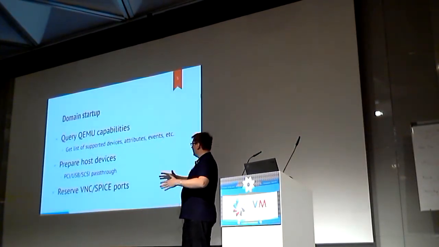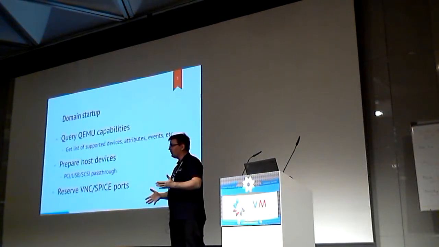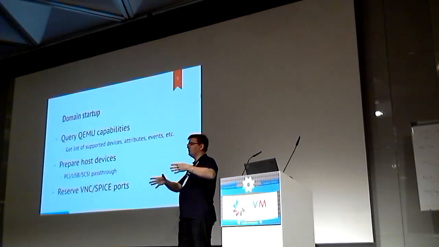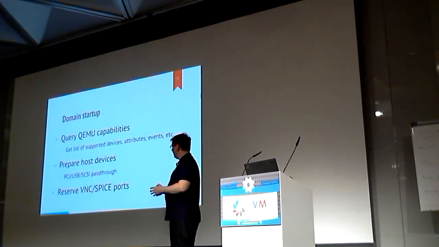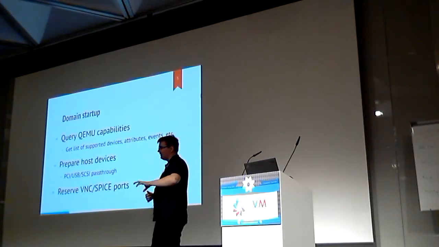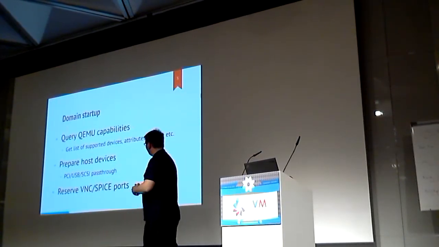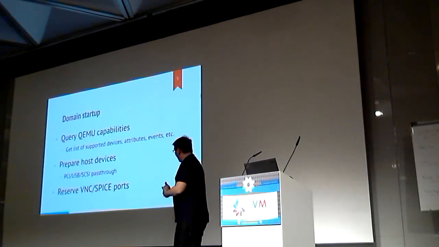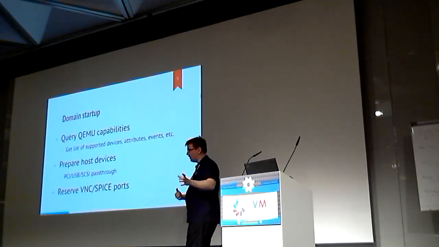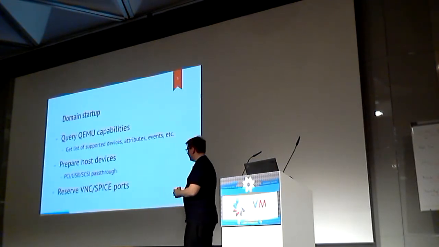Then libvirt will prepare the host devices for you. Basically, it will check whether the PCI device you want to pass through is not taken by an already running domain. You certainly don't want to just rip off a PCI device from a running domain and give it to another, although some devices can be shared among domains, like SCSI devices.